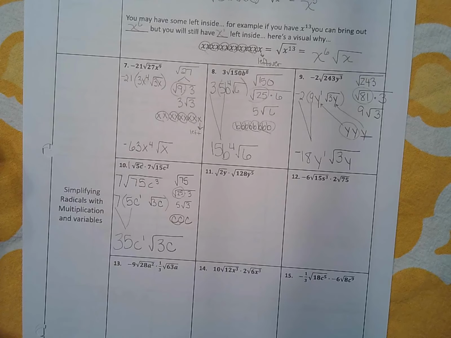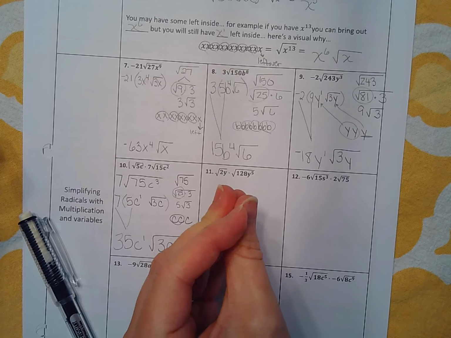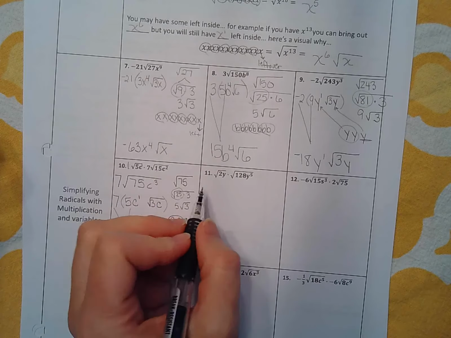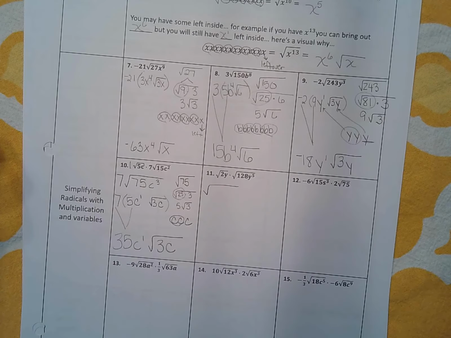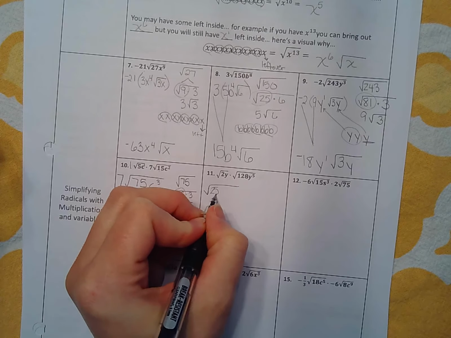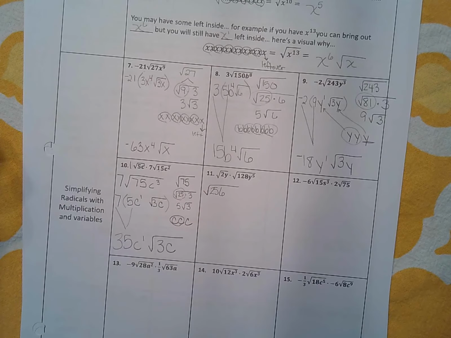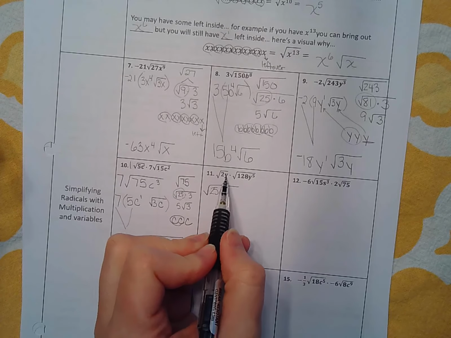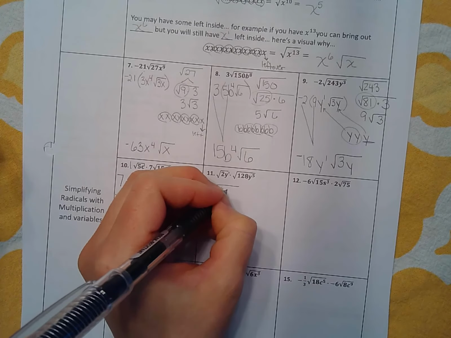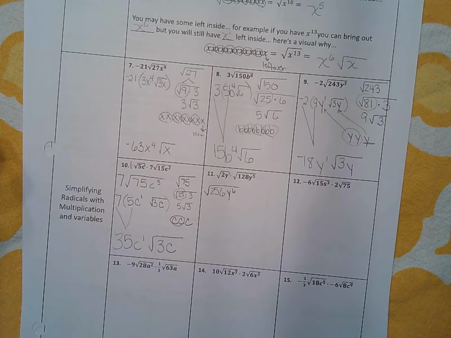Number 11, we need to put them together. So we're going to do this 2 times this 128. I'm going to use a calculator so I don't have to redo my notes. Good, we're still recording. And I have a y1 times a y5. Well, when you add those exponents like we learned in chapter 7, you get a y6.